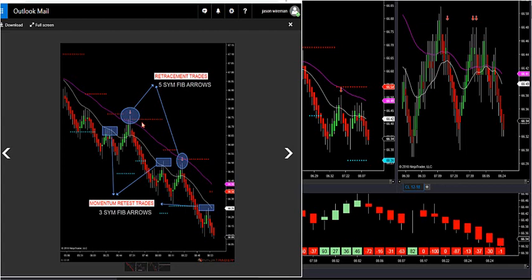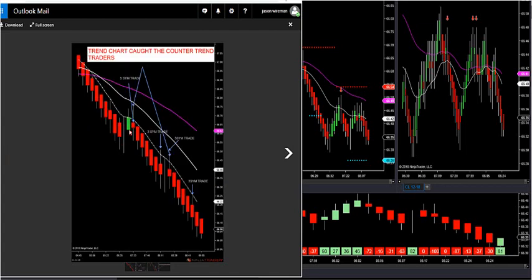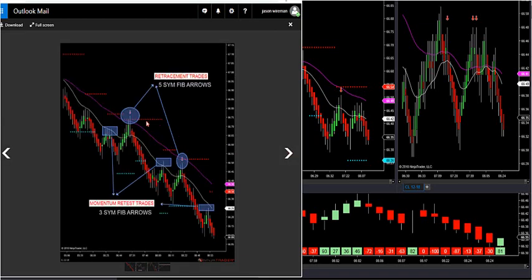It doesn't work that way. You're going to have to know when the counter-trend traders are coming in with the trend chart, when they close an opposite color candle, and you want to be resting against that, below that smaller MA. That's going to put you in the best optimal chance to win when you come up against my red resistance dots or blue support dots.